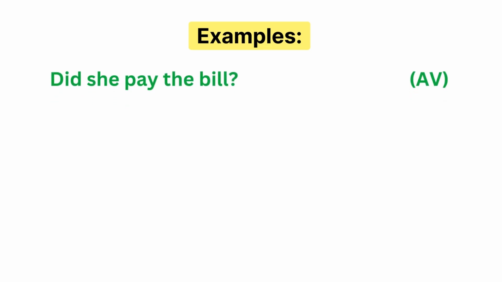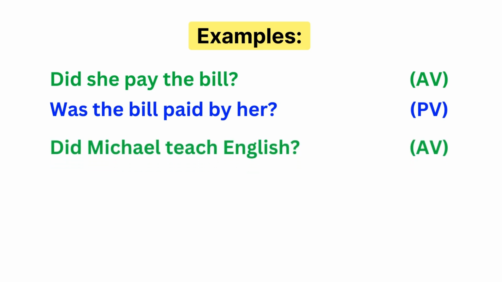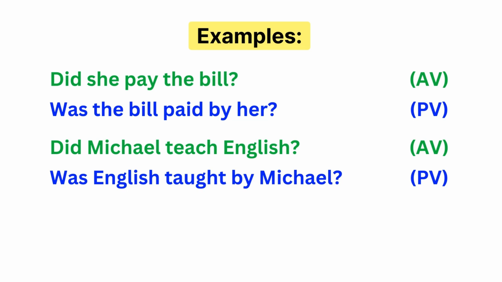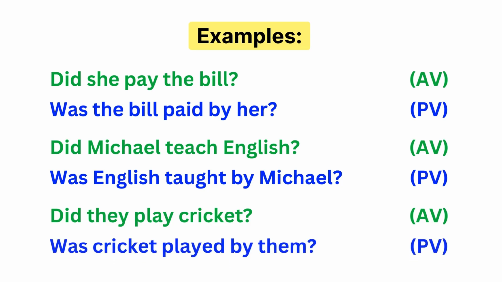See some more examples for further clarification. Did she pay the bill? Was the bill paid by her? Did Michael teach English? Was English taught by Michael? Did they play cricket? Was cricket played by them?